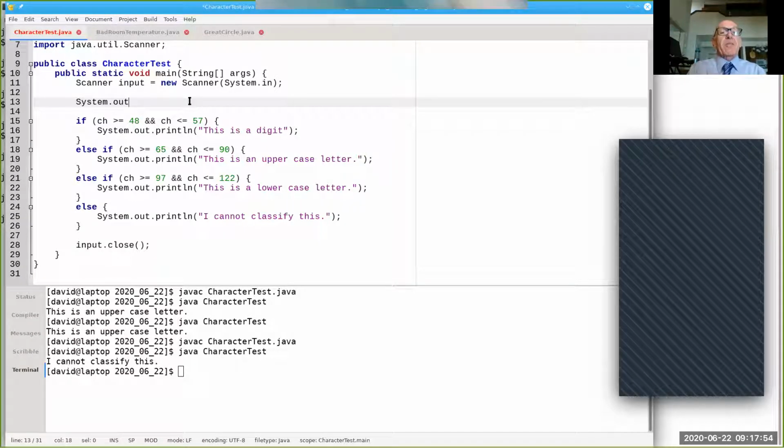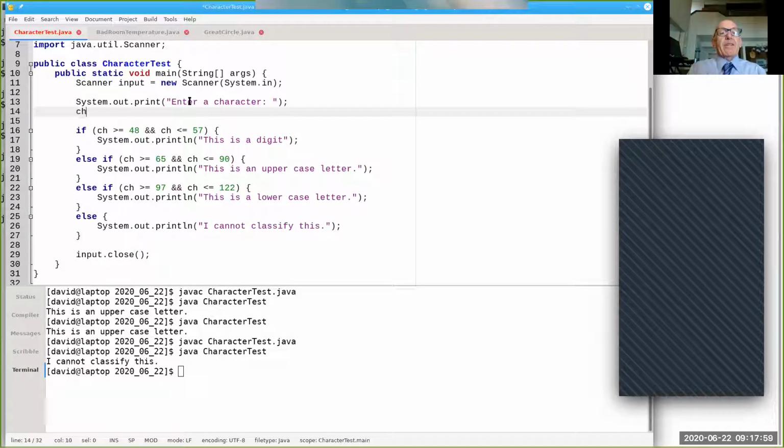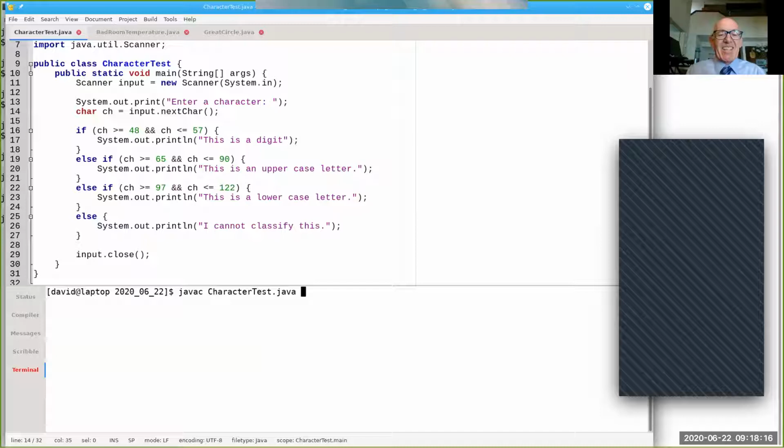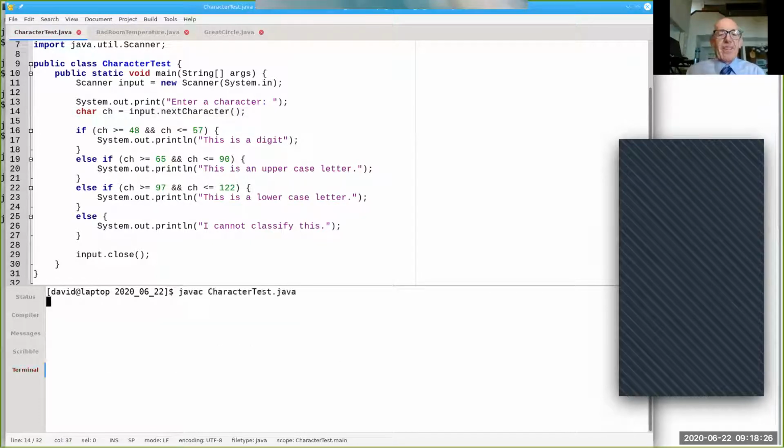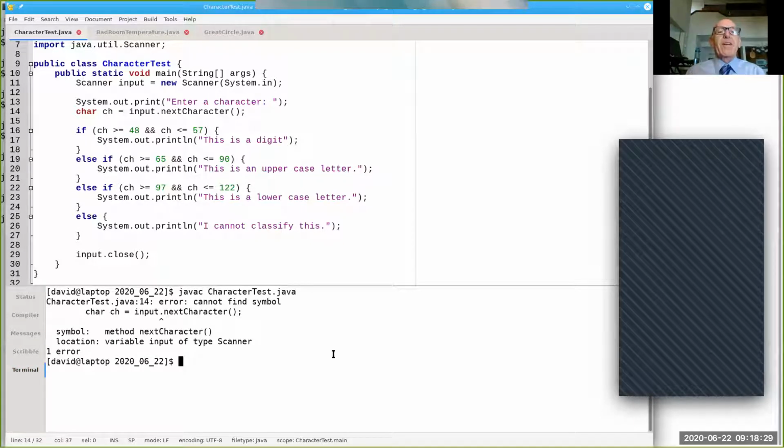Let's try this. System.out.print, enter a character. And let's say char ch equals input.nextChar. Is there such a thing? That's my first question. I could look it up in the API. This would be a good thing to look up. But instead of doing this, I'm just going to let the compiler tell me because I'm semi-lazy this morning. And nope, there's no such thing as nextChar. How about nextCharacter? Maybe that's the way it's spelled. Answer: nope, you can't do that.